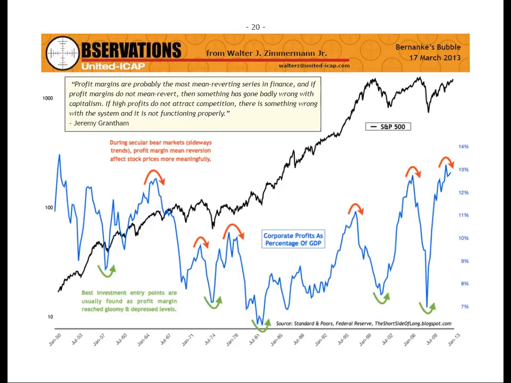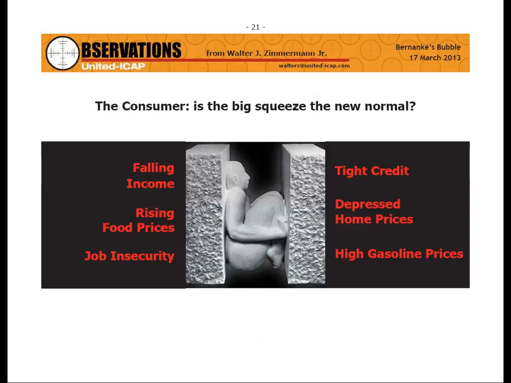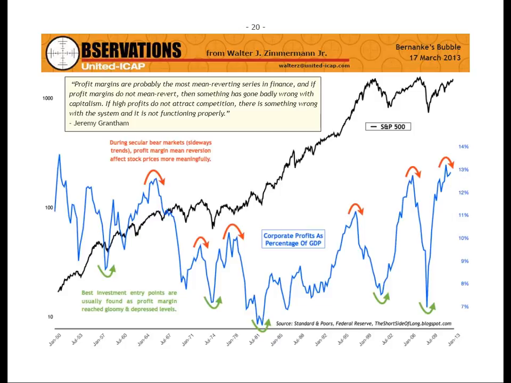And this is, I think I'm almost done here. Here we look at corporate profits as a percent of GDP against the S&P 500. And I would suggest that there's something fundamentally wrong with the economy when you get these kinds of gigantic swings.